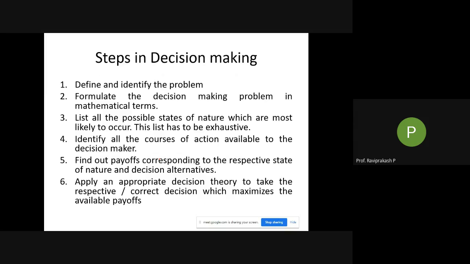Now find out the payoffs corresponding to the respective states of nature and decision alternatives. What is my cost of doing this, or what will I gain? This is one of the situations where cost is involved. For example, if I take a bike, depending upon how far the college is from your place, you need to put that much fuel. If you're taking a bike, it would be petrol.